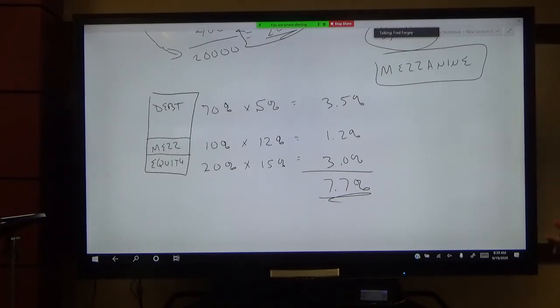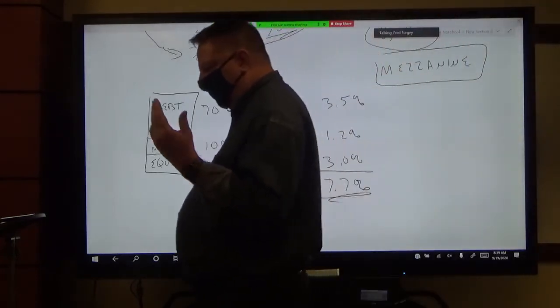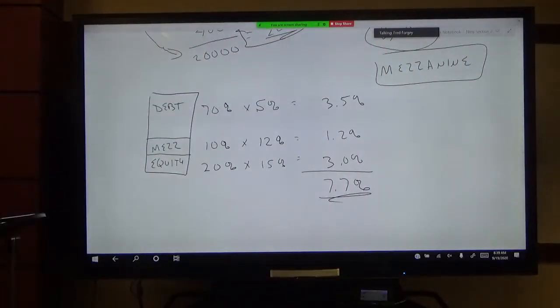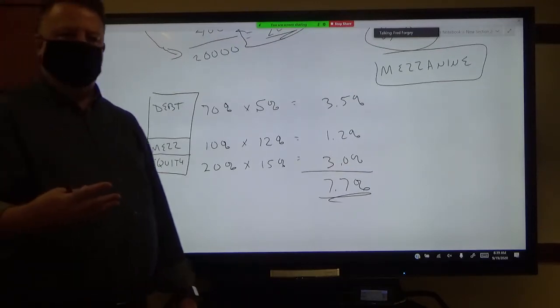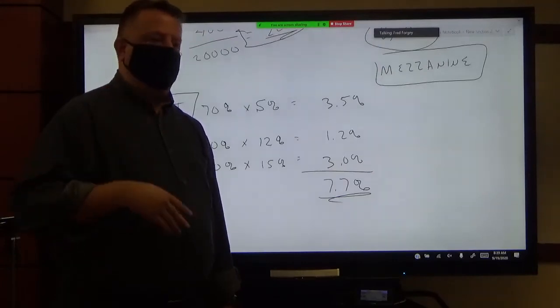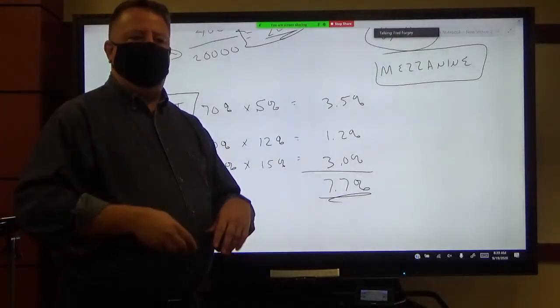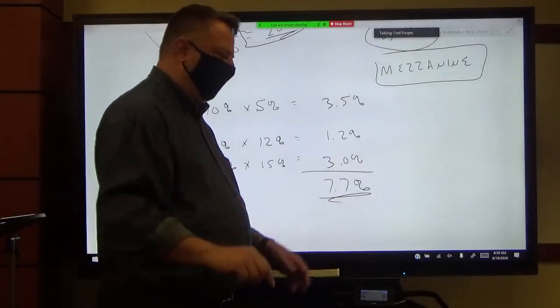Now, what does that really mean? What it means is that your mezzanine players are usually going to want to be active participants in your project in some way. In other words, they want to have some say-so in how the project gets built, how it gets marketed, how it gets structured, a whole number of things.